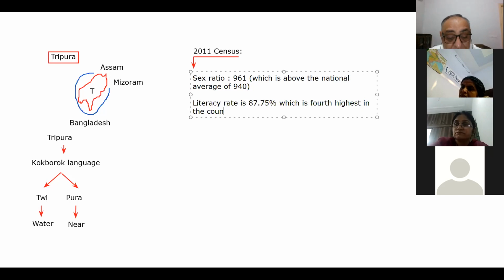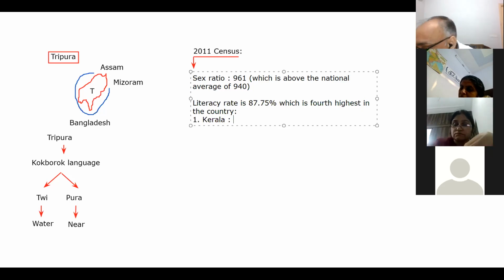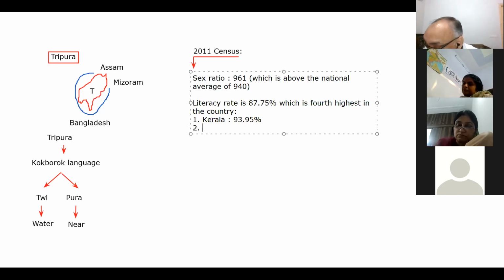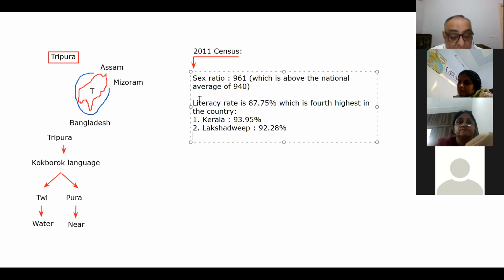As far as the highest literacy rate is concerned, that is recorded in Kerala. In the state of Kerala, the literacy rate was 93.95% according to the 2011 census. The second highest literacy rate is in Lakshadweep, where the literacy rate was 92.28%.